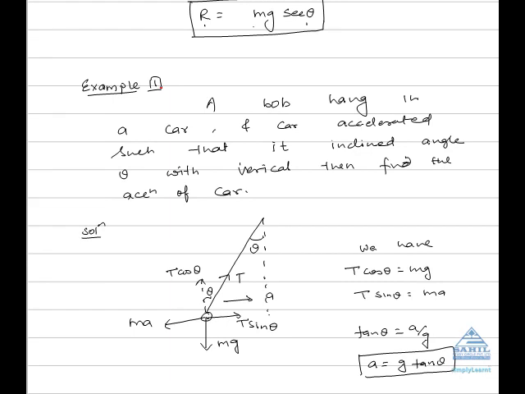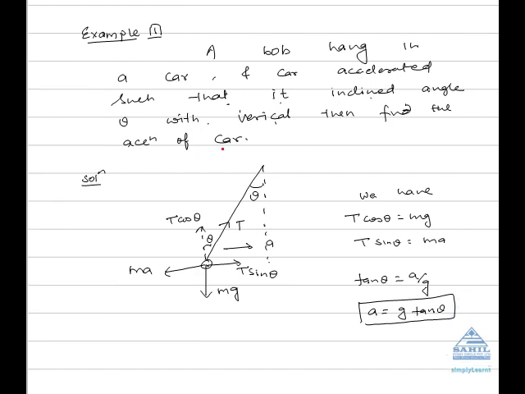Next example. A bob hangs in a car and the car accelerates such that the string is inclined at theta with the vertical. Find the value of the acceleration of the car. Now, if the car is accelerated horizontally, then m into a acts opposite to that. This is called pseudo force. If this is the string and it makes an angle theta from the vertical, then weight acts vertically downward, and ma acts opposite to the tension T in the string. If this angle is theta, then this angle is also theta because it is an alternate angle.